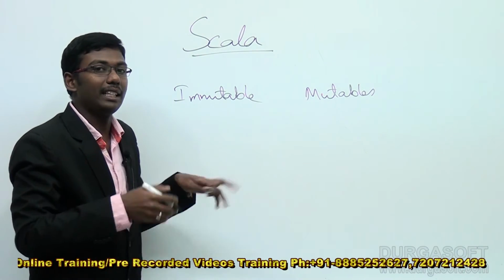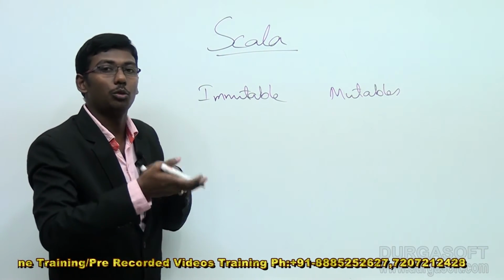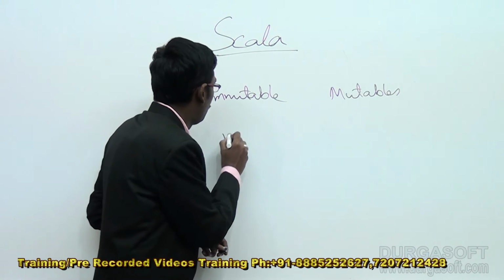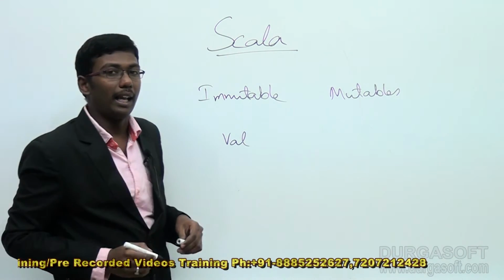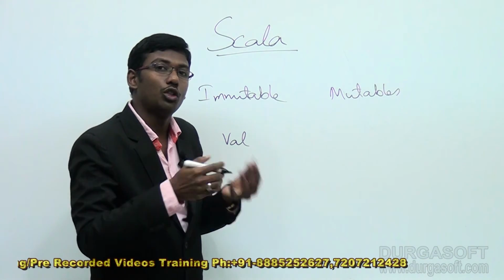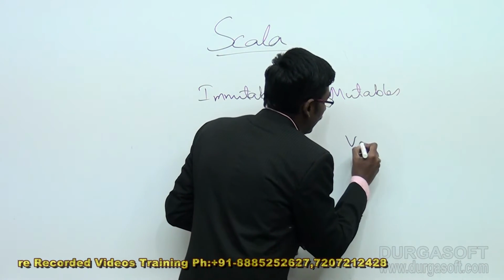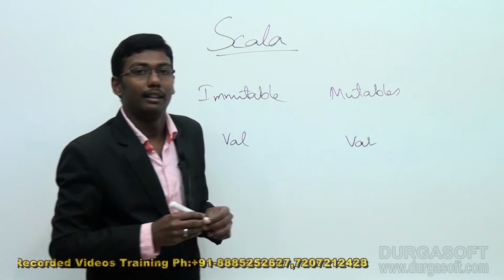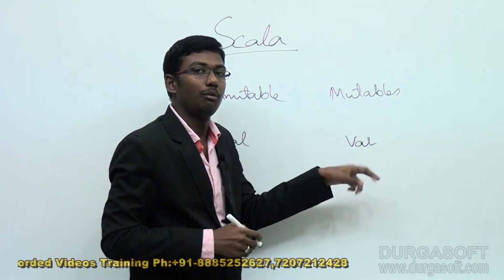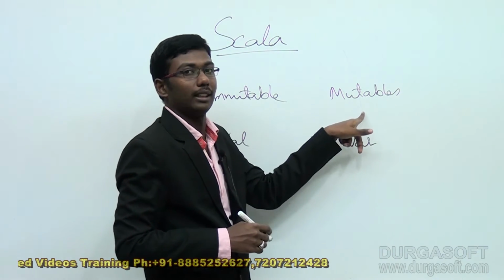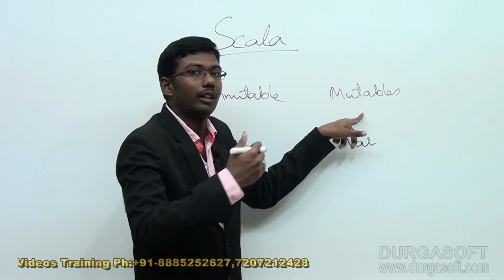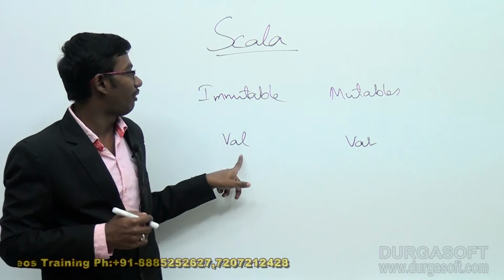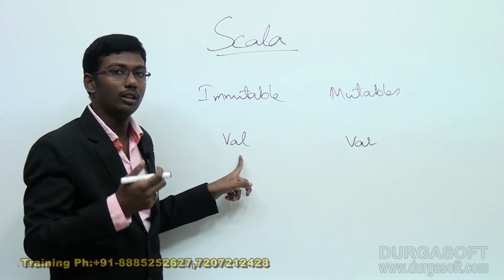If you want to create an immutable value, an immutable object in Scala, we have to use the keyword val. Or else, if you want to create mutable things, we can use the keyword var. Var indicates a variable type with the reference of mutable things, where I can change the values frequently. In immutable, the values will be fixed.